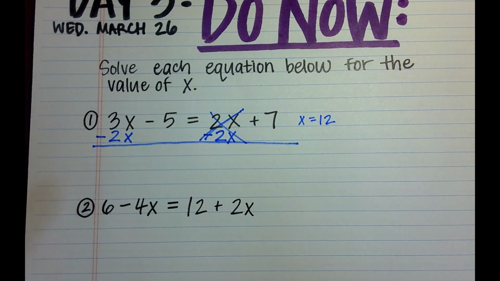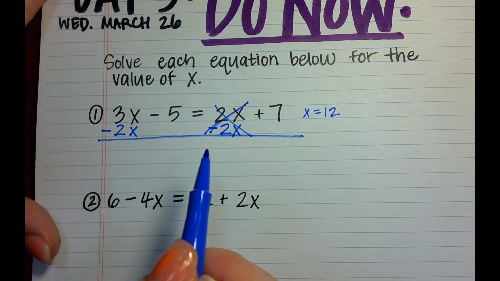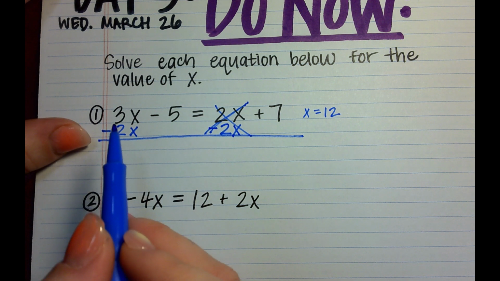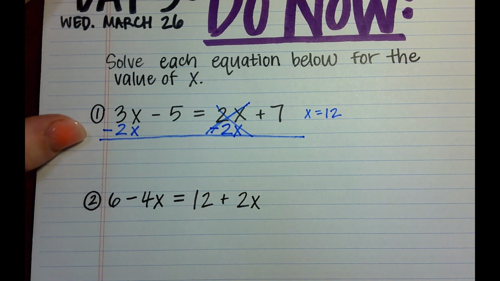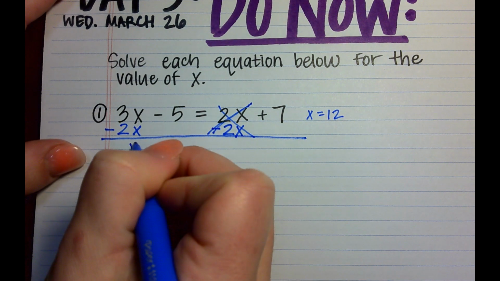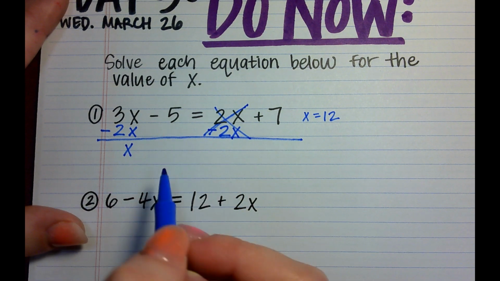Okay, so we subtracted 2x from both sides. My 2x is canceled. And what happens next? 3x minus 2x is 1x. We could also just write x, because 1x just means that there's one. So we'll just write x.